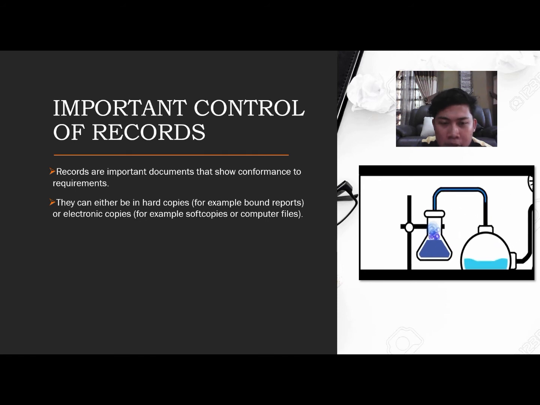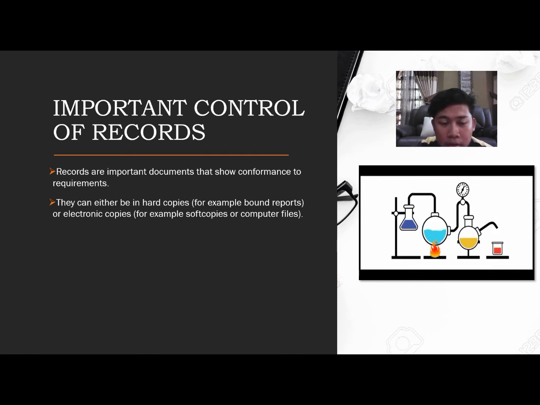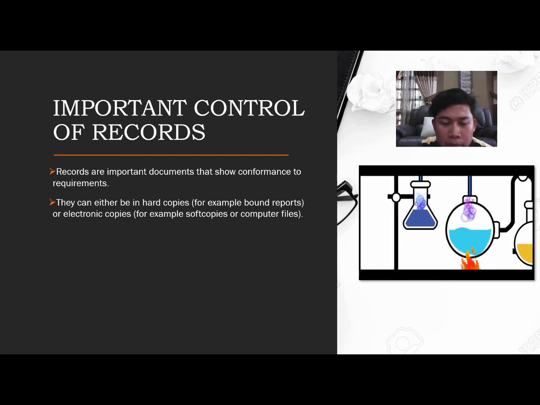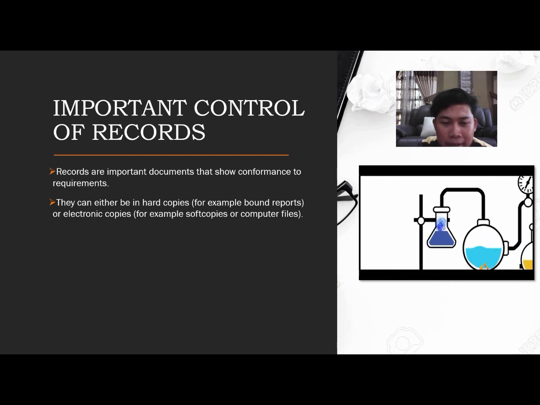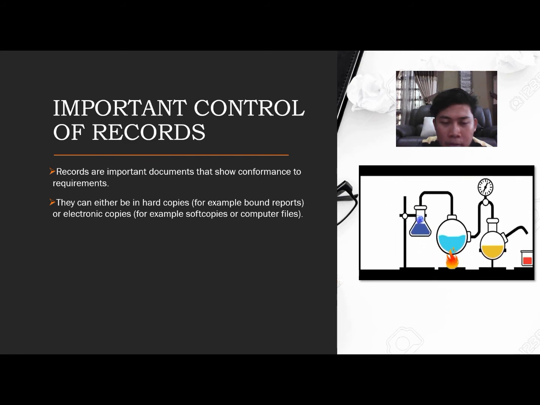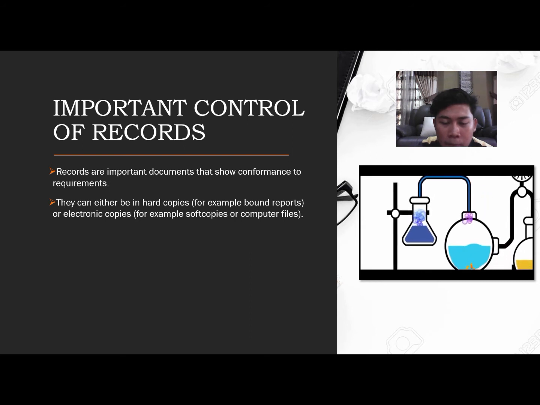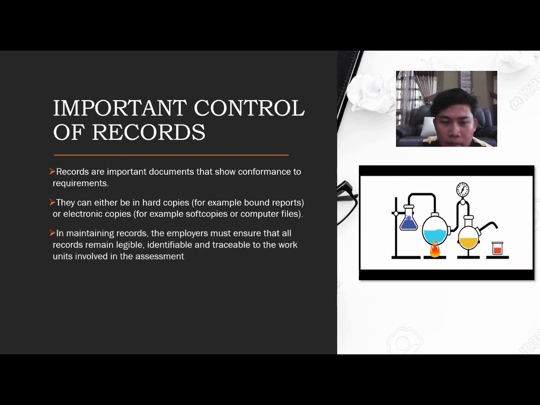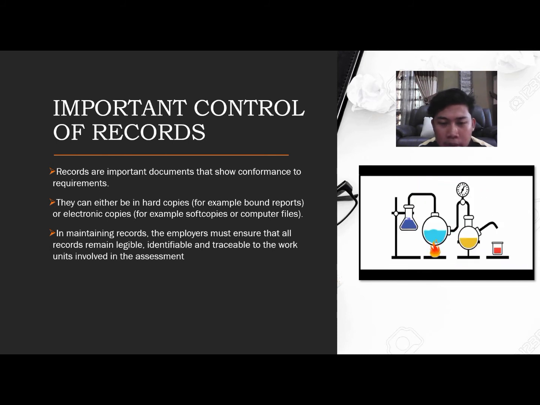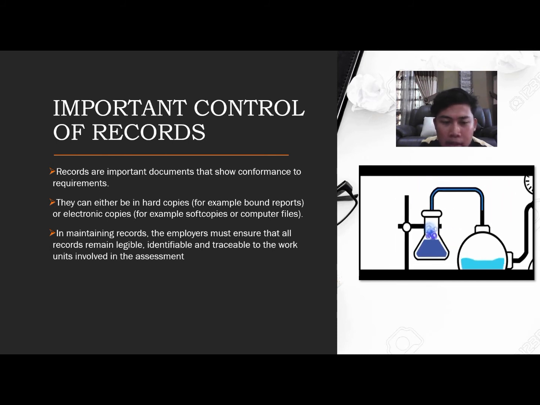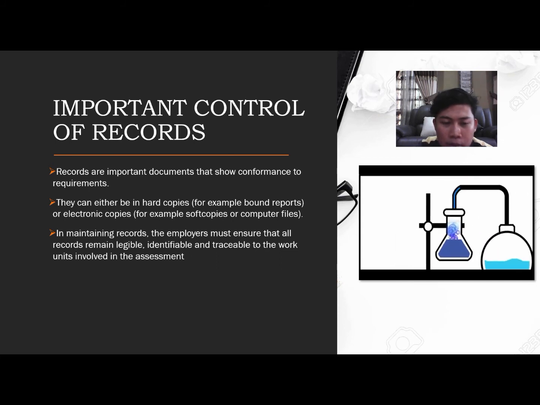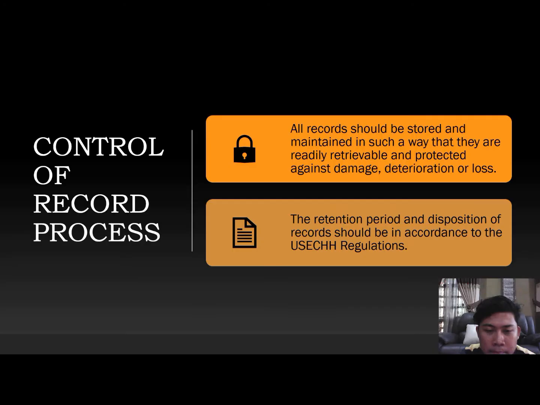So what is the importance of control of records? Records are important documents that show conformance to requirements. They can either be in hard copies, for example bound reports, or electronic copies, for example soft copy or computer files. In maintaining a record, the employers must ensure that all records remain legible, identifiable, and traceable to the work unit involved in the assessment.